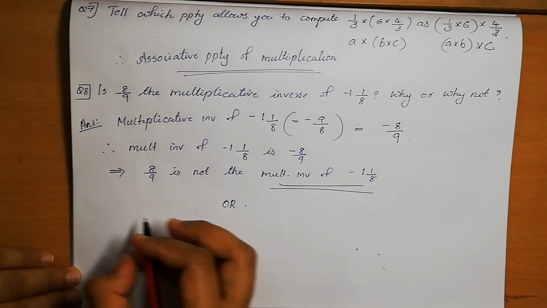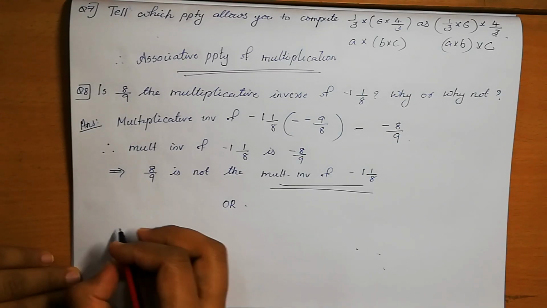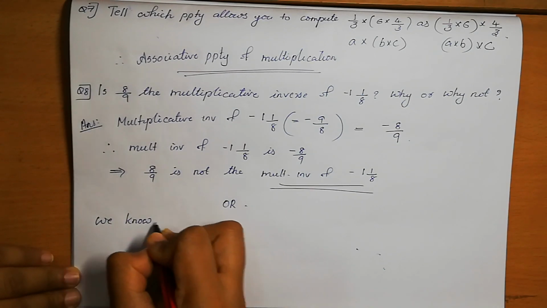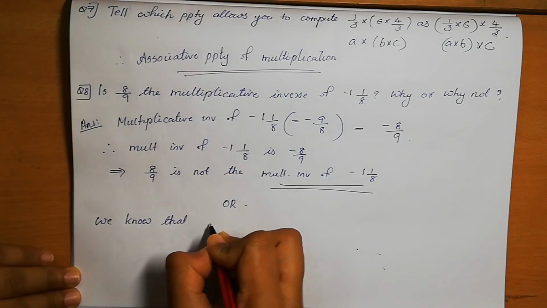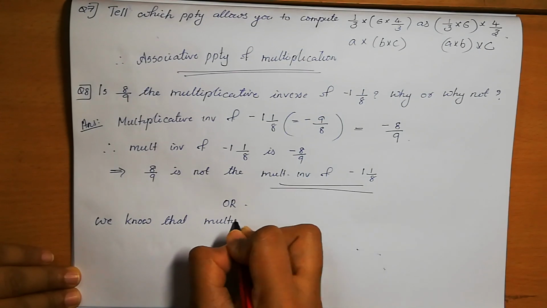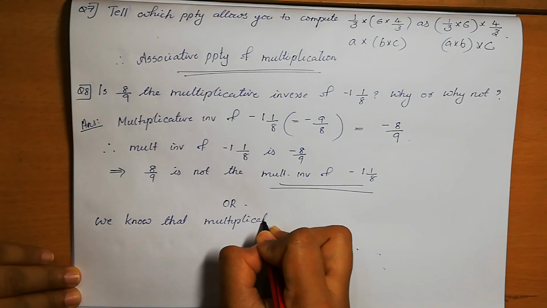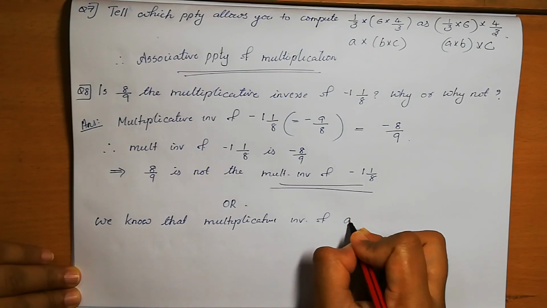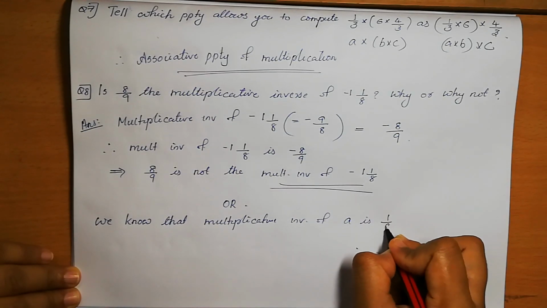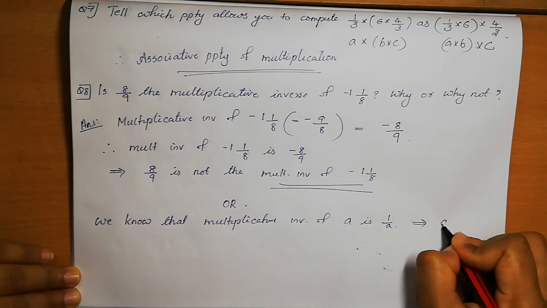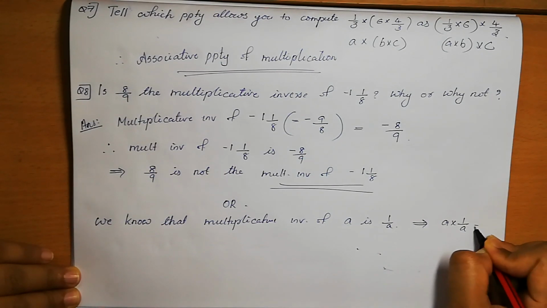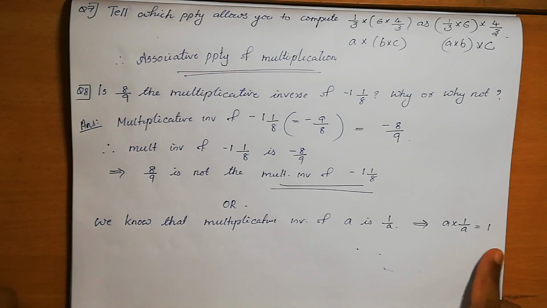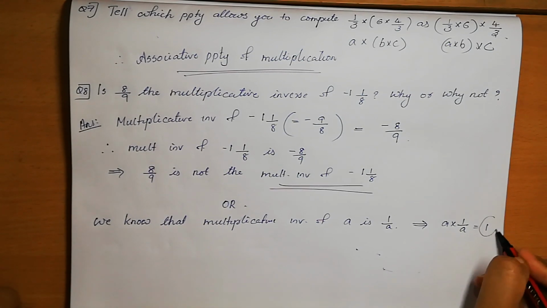Or one more method we can use. What is the multiplicative inverse of a number a? 1 by a, right? So we know that the multiplicative inverse of a is 1 by a. This one how we can write? A into 1 by a equal to 1. That means a number into its reciprocal is 1. We need to get the answer as plus 1, right?